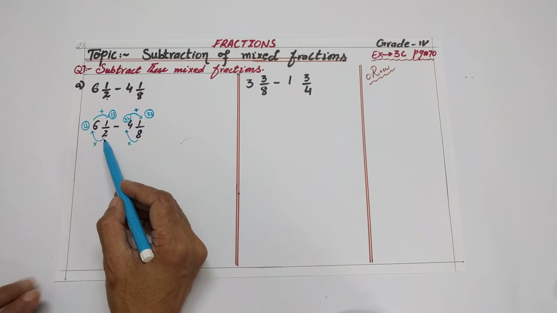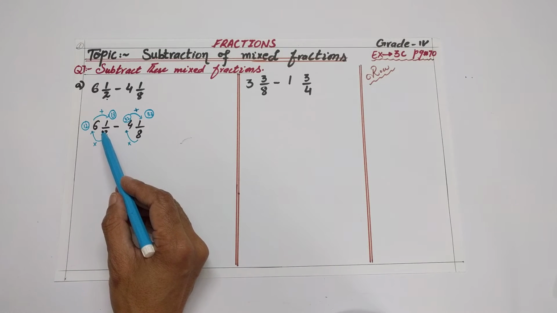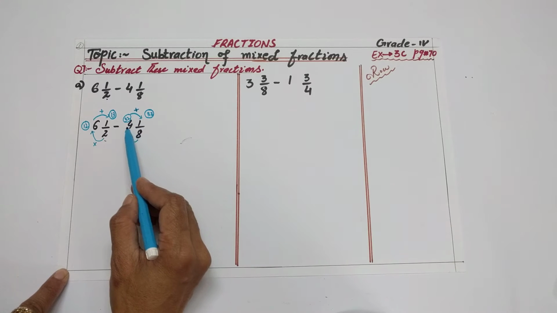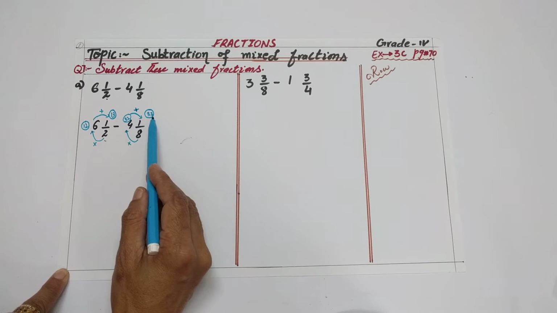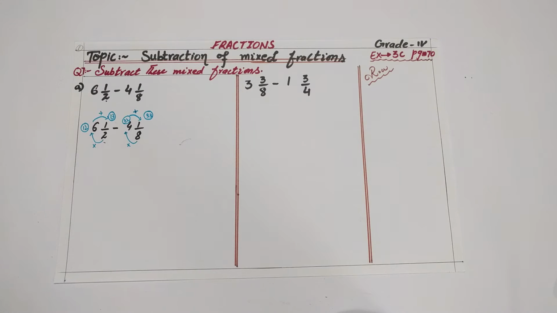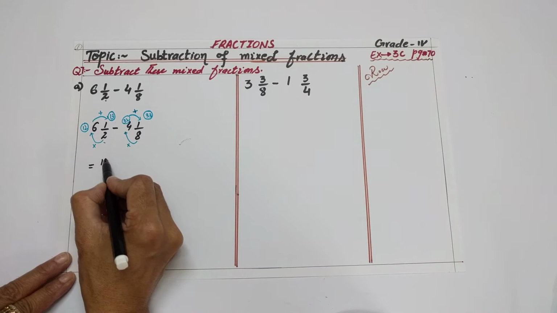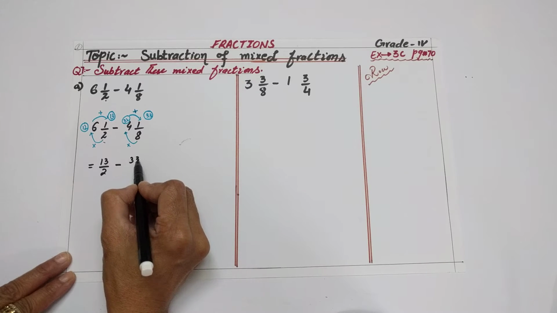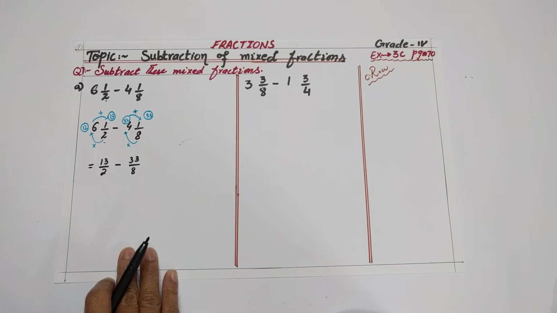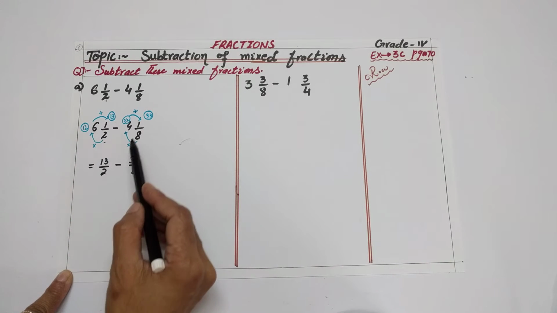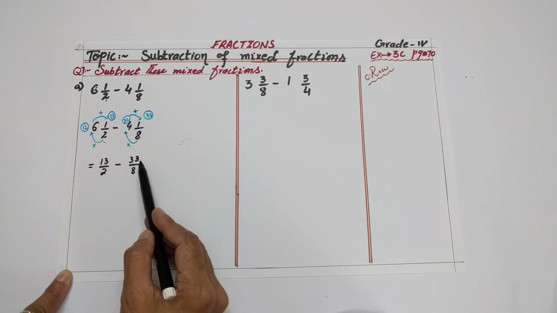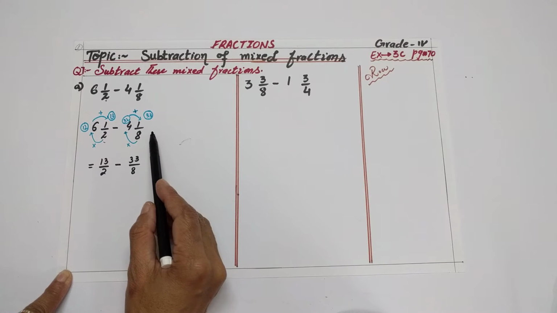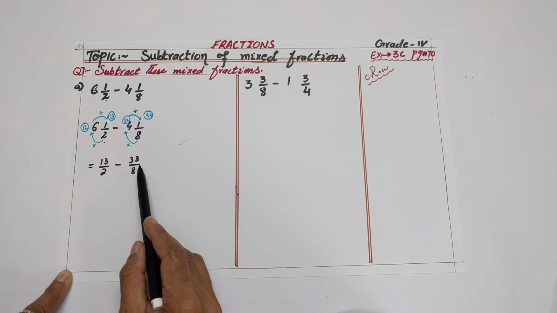Clear? So 6 2s are 12, 12 plus 1 is equal to 13. 8 4s are 32, 32 plus 1 is equal to 33. Got it? Now this answer will be your numerator. So we have 13/2 minus 33/8. The first step was to convert the mixed fractions into improper fractions.